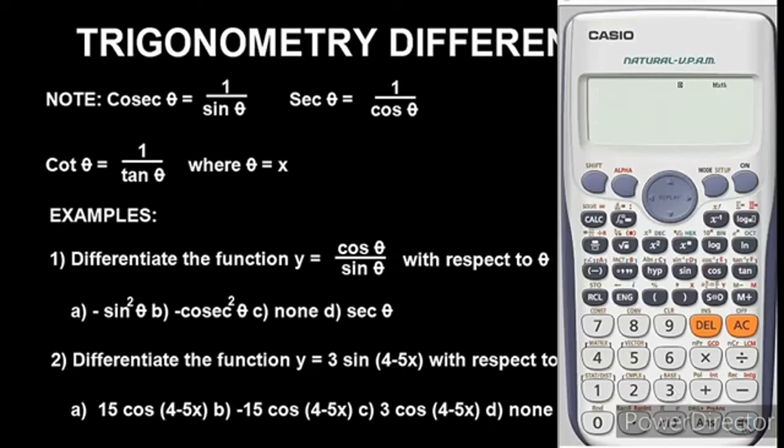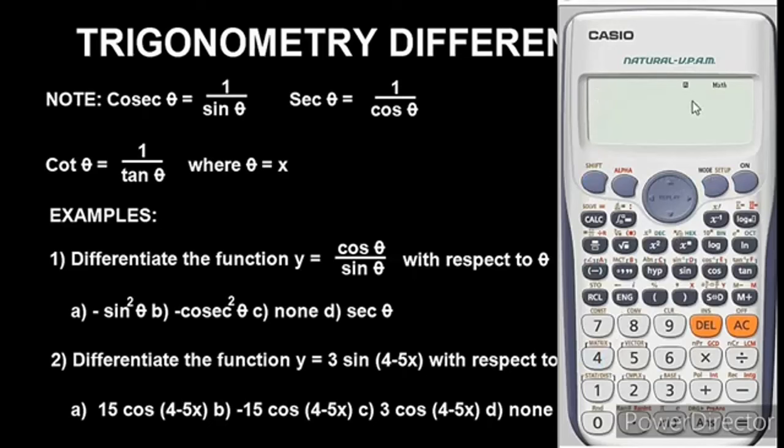Next thing we do will be to put the calculator in radian mode. As you can see, it's in degree. To put it in radian mode, you press shift mode. Category 4 is radian. So you press 4. It's now in radian mode. Very, very important to avoid unnecessary error.